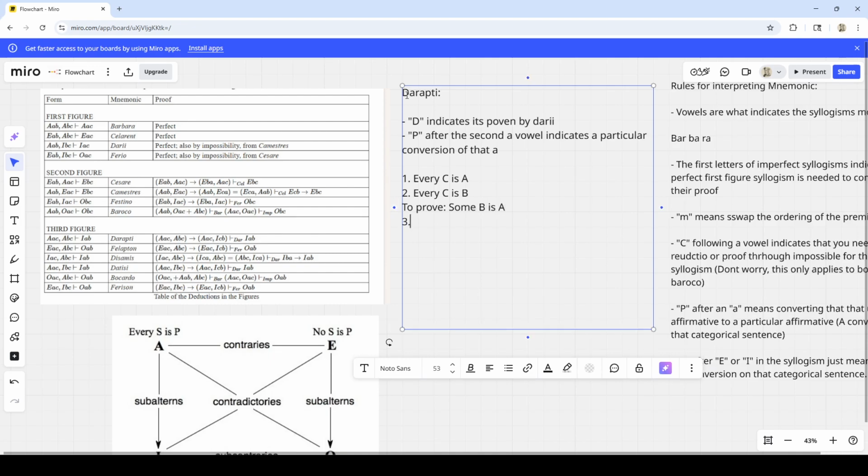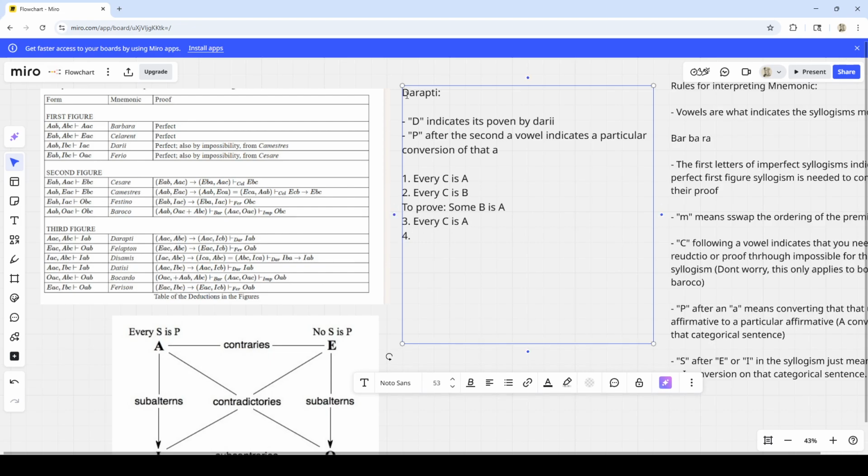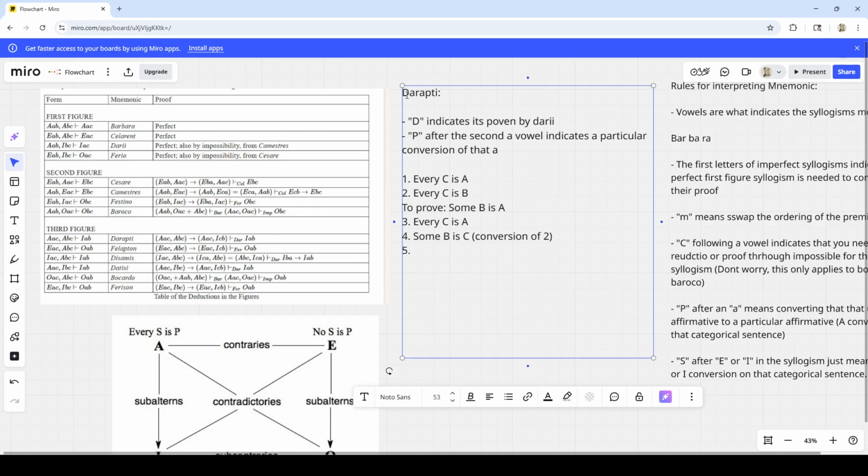We know that P after, so we just restate premise 1, every C is A, and then we convert premise 2 to some B is C. So that's conversion of 2. And then we can logically conclude that some B is A. And that would be a 3-4 deity syllogism, which logically follows, which is an AII syllogism. And that's how you prove Darapti.